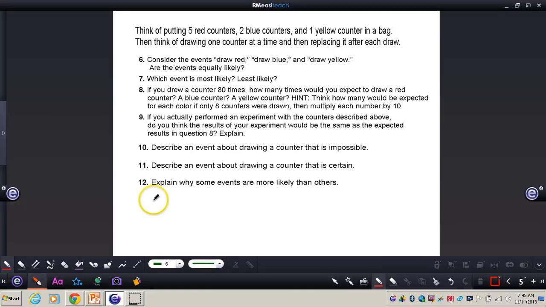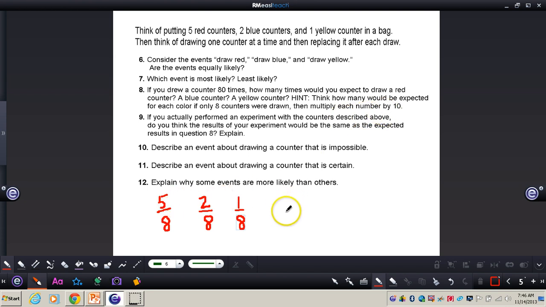Okay, so for example, we could see that there are 8 total counters, so the fraction for the red counters would be 5 out of 8. Blue counters 2 out of 8, and then the yellow counters 1 out of 8 for my fractions here. Okay, so we could see that we want to multiply each outcome by 10.